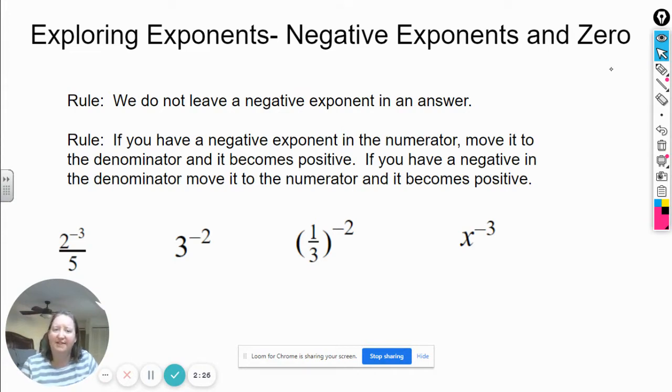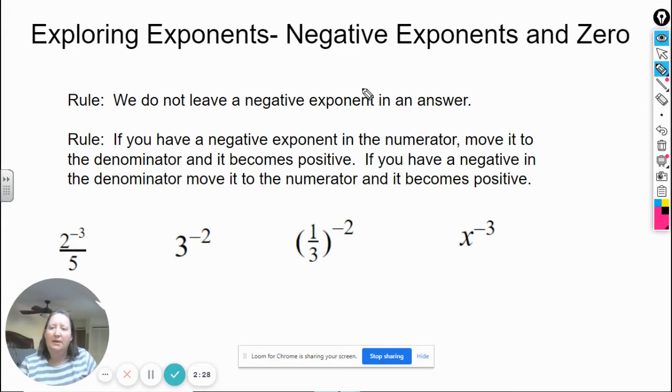Okay, so let's look at some examples here. Two rules here. You never leave a negative in an exponent in your answer. So when you get down to your answer, it cannot have a negative sign in it. So all of these are not done, not simplified yet. If you have a negative exponent in the numerator, that's up here, and it's negative, you want to move it down here to the denominator to make it not negative anymore.